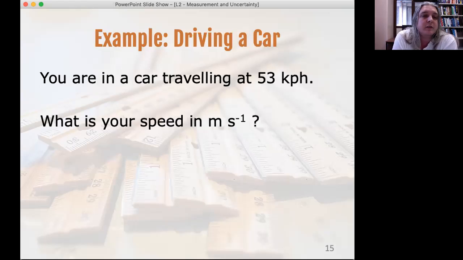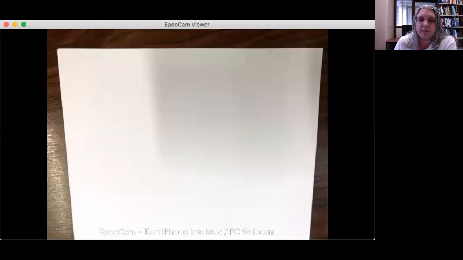As an example, you're driving in a car at 53 kilometers an hour. Let's convert that to meters per second. This is quite a common one, as I said. It's an everyday unit that we do use, and we often need to convert into meters per second. So this is one you'll get asked to do a lot. So how do we do this? Maybe I'll jump over and do this on the document camera, just so that it's how you would see it as well.